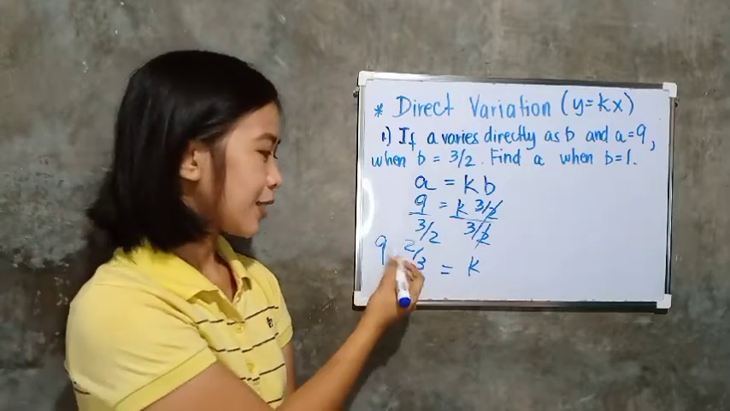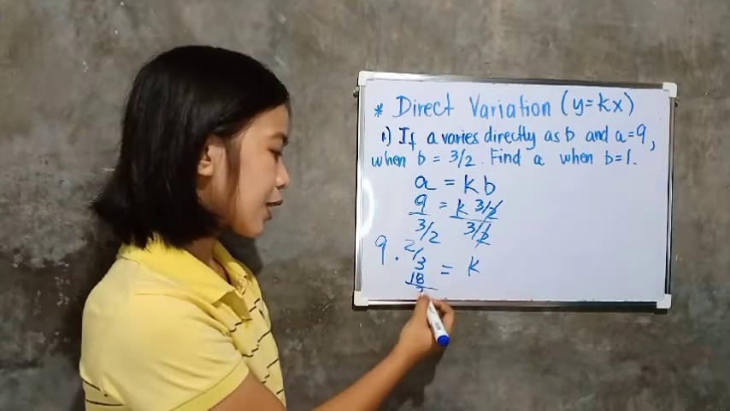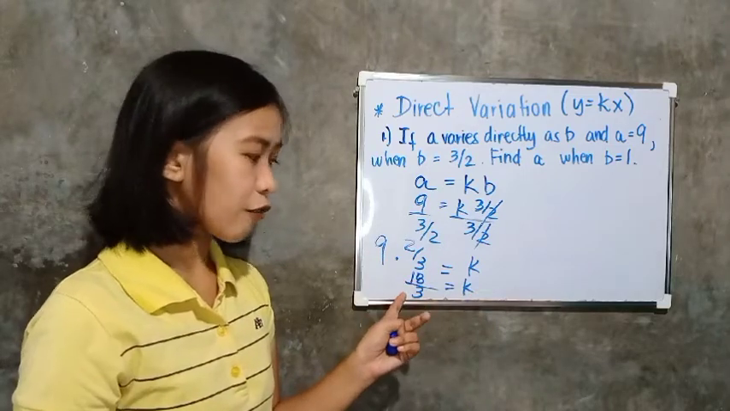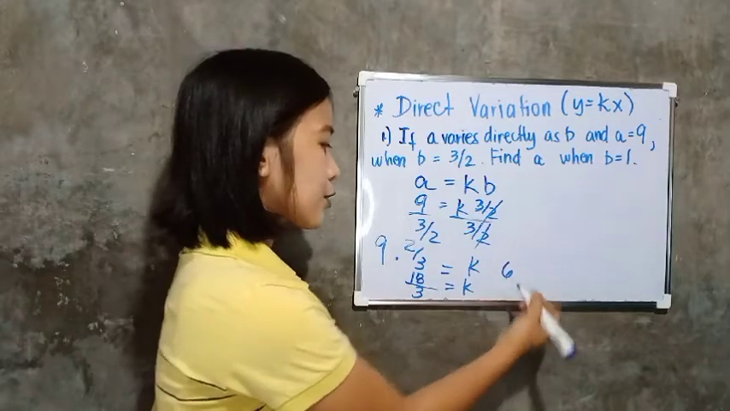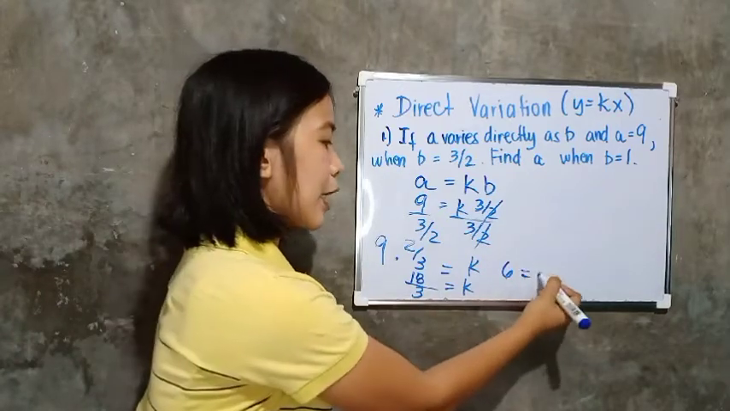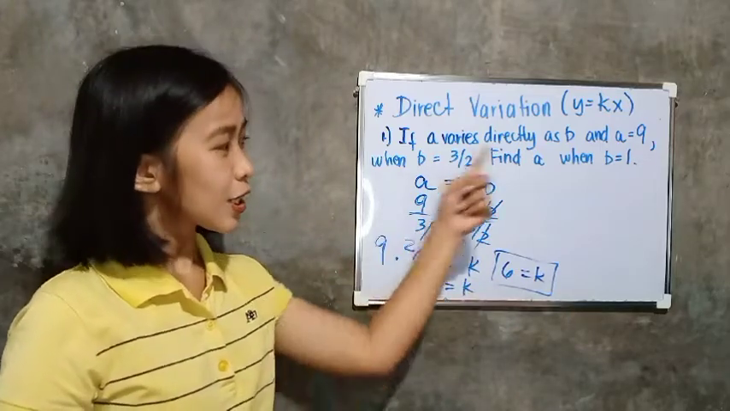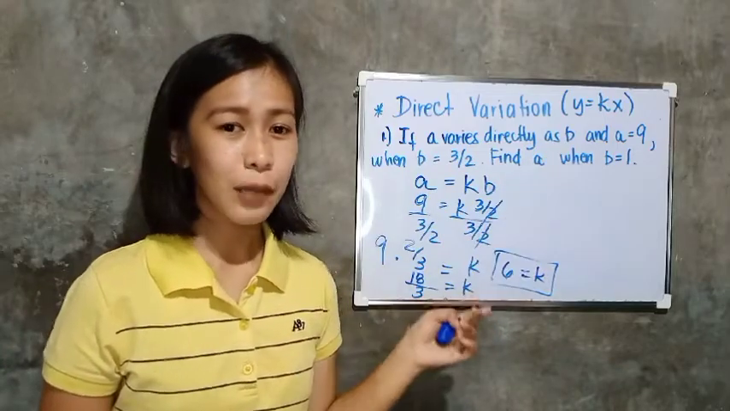Alright? So, we have 9 times 2 is, of course, 18. Divided by 3 is equal to K. Okay? And then right after that, 18 divided by 3 is, of course, 6. So, therefore, K is equal to 6. So, ayan na yung ating K. Nahanap na natin siya using 9 and 3 over 2. So, hindi na natin silang isali kasi tapos na sila, no?